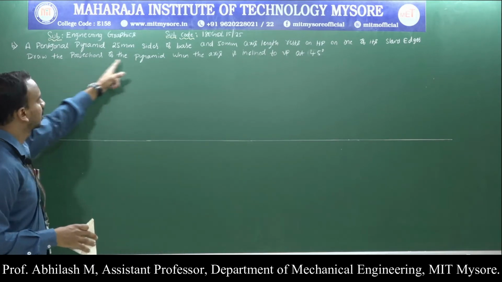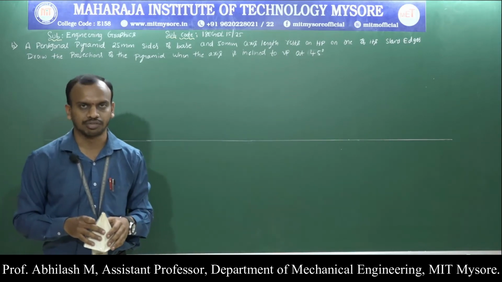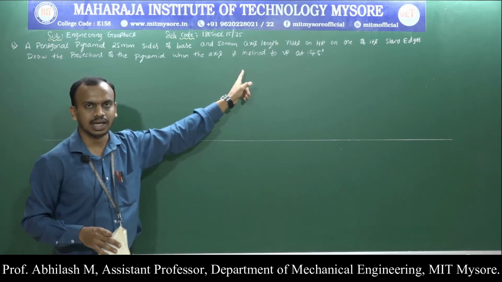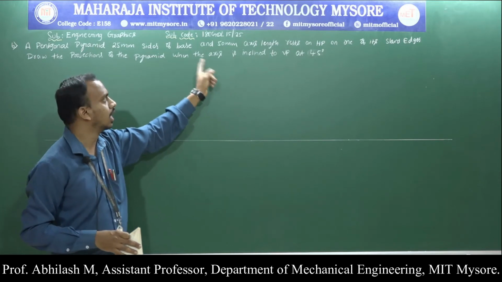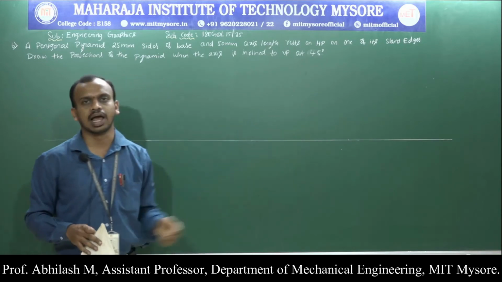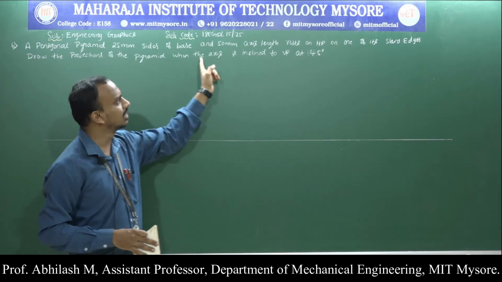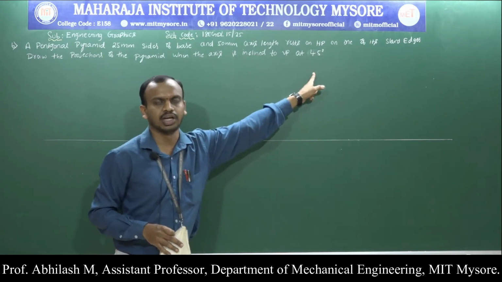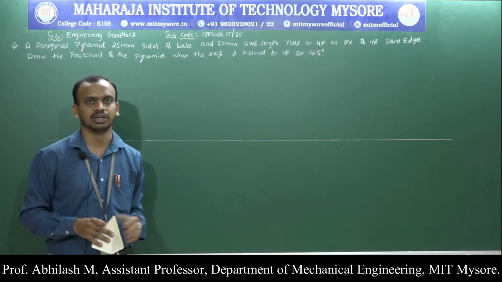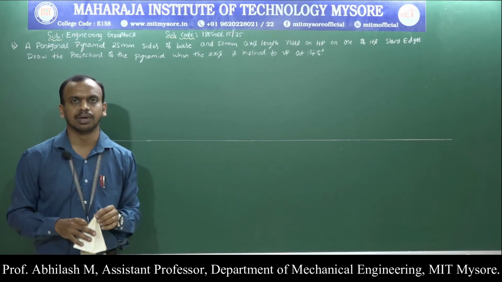Then draw the projections of the pyramid when the axis is inclined to VP at an angle of 45 degree. This statement is very important. Here they are not mentioning that it appears to be inclined at an angle of 45 degree, in which case we need not calculate the beta angle, whereas here they are mentioning that the axis itself is inclined at an angle of 45 degree. So we are supposed to calculate the angle of beta in the final position. In order to complete the final position, we are supposed to calculate the angle of beta in this particular problem.